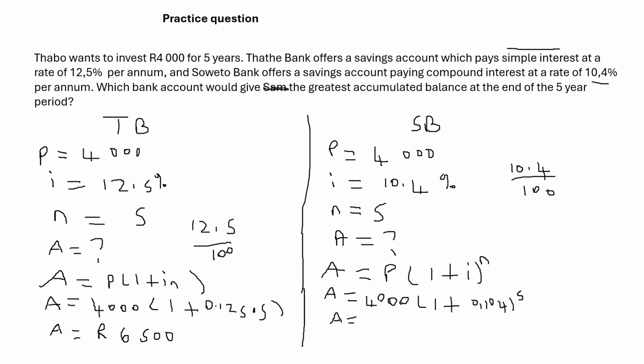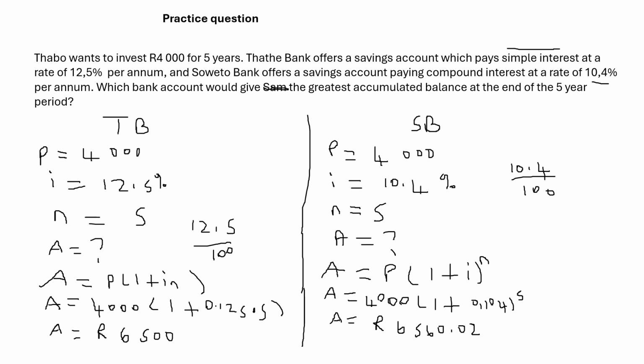So just go and put 4,000 outside, open a bracket, 1 plus 0.104, and then you close the bracket, and then you do an exponent now. So it will be an exponent of 5 this time around. I'm getting an exponent of 5 this time around, and then it's giving me a value of 6. So it's coming close to the other one. It's going to be 6,560, and I'm just going to put 2 decimals, 0.02. So that will be the amount that you'll be getting using Soweto Bank.